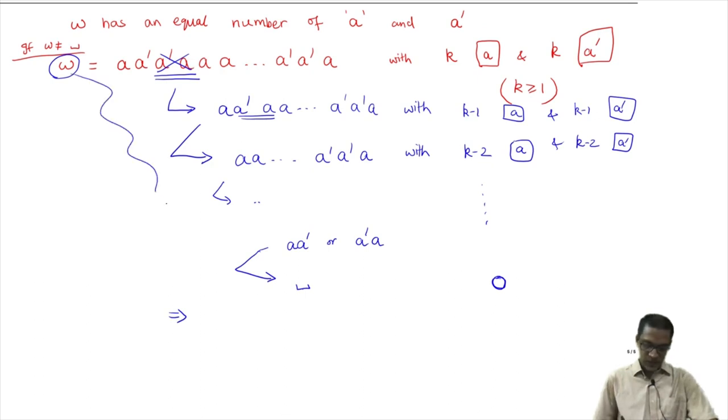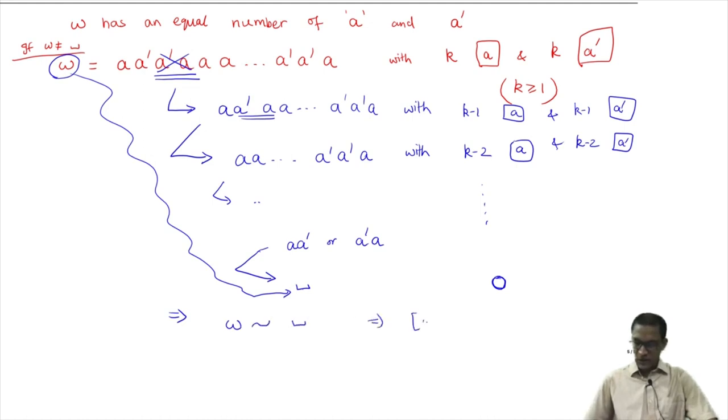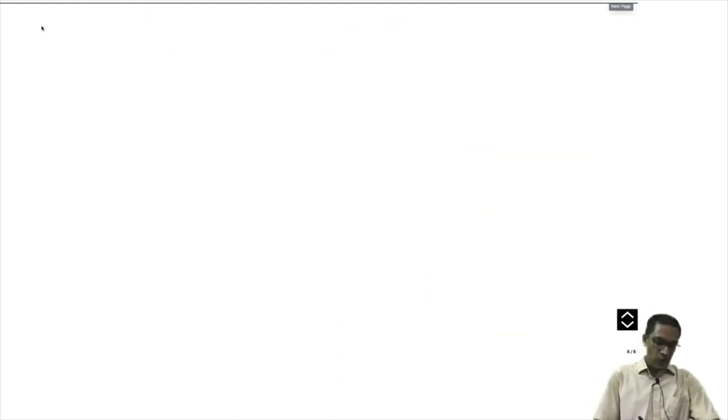I have gone through a sequence of basic rewriting rules and I have gotten to the empty word, which means that W is in fact equivalent to the empty word. In other words, the equivalence class of W is the same as the equivalence class of the empty word, okay? Which is what I wanted to prove. So this proves one-to-oneness, and let's finally prove the onto-ness.